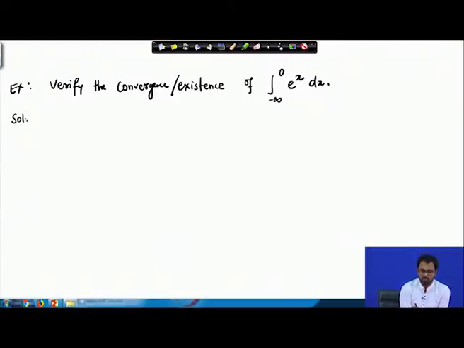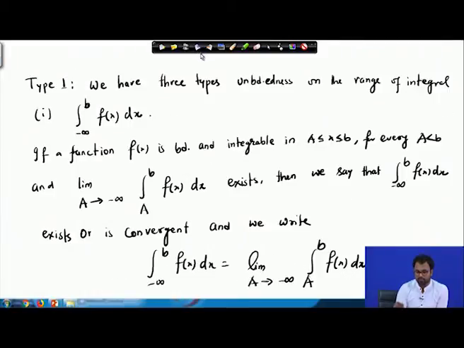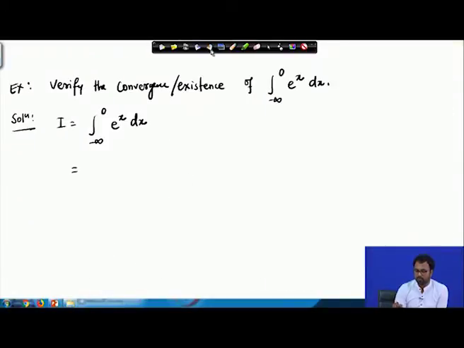So, let us start. Now, this one falls into the category of type 1. So, we can write I as integral from minus infinity to 0 e to the power x dx. Now, we know that from definition 1, where is that? So, here. So, we know that if we have an integral of this type, then the value of that integral will be the value of this limit here. So, we will do exactly the same thing. So, I can write limit a goes to minus infinity integral from a to 0 e to the power x dx.